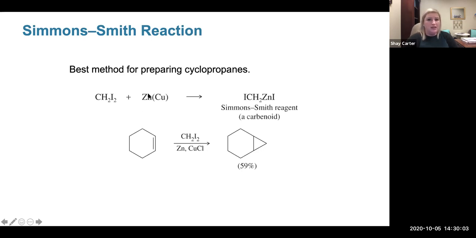When we do this, we create what's called the Simmons-Smith reagent, okay? It's also called a carbenoid. It is carbene-like, but it's not a carbene. So what we do is we write this over the arrow so that we know that where the double bond is, we create a small little cyclopropane ring. Pretty efficient reaction.